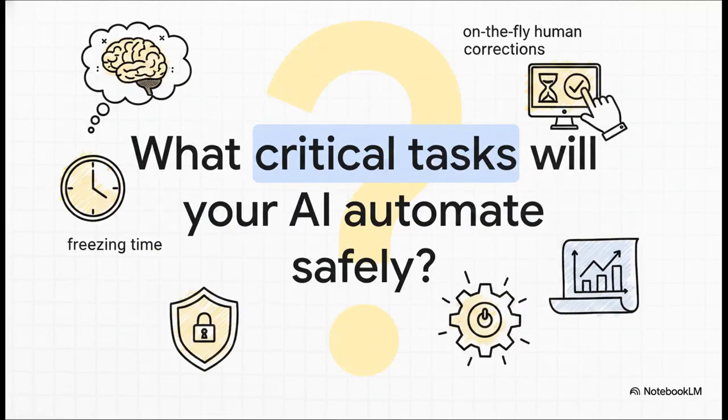So, think about what we've accomplished today. You've now given your LangGraph AI the memory to hold continuous, long conversations, the ultimate safety net of freezing time, and the flexibility of on-the-fly human corrections. Now that you have this total control over your agent's actions, what critical, high-stakes tasks will your AI automate safely? Something to really think about.